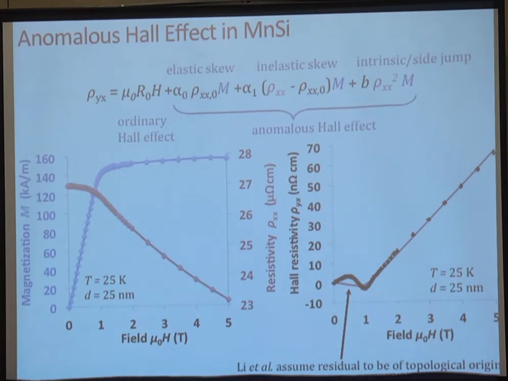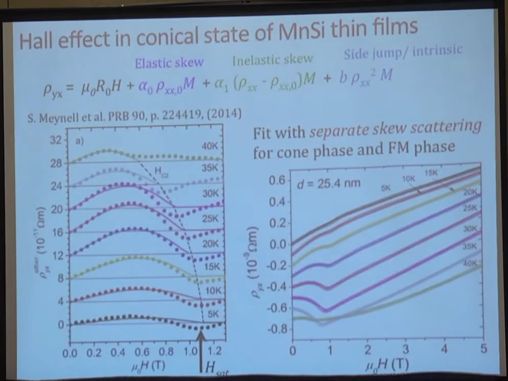I think that's a dangerous thing to do, and I'm going to argue that this isn't due to a topological Hall effect. If you take the remainder, the residue from that fit, you can actually fit this very well with an additional elastic skew scattering contribution. And so if you add another term here, in other words, a field-dependent skew scattering. The skew scattering in the cone phase, we're claiming, is different than the skew scattering in the paramagnetic phase. This model was developed for a ferromagnet, and so nobody had really considered whether the scattering is going to be different in different magnetic textures. And a priori, you don't expect the scattering to be the same.